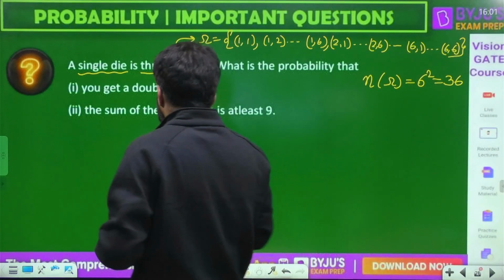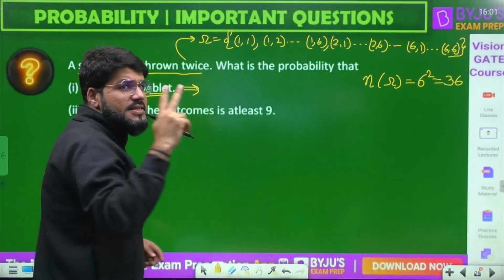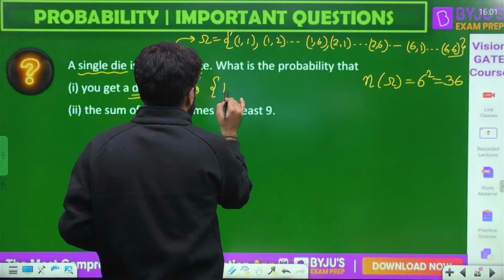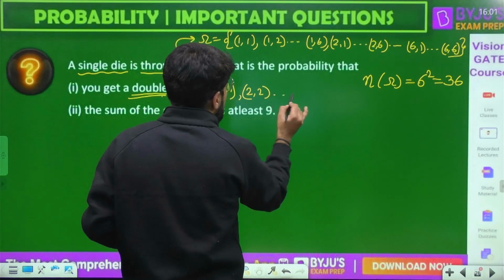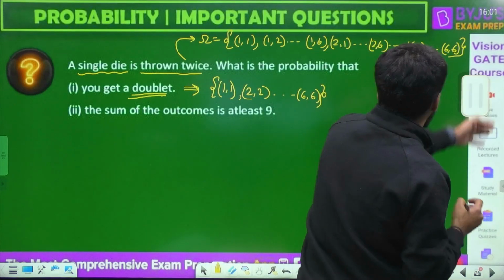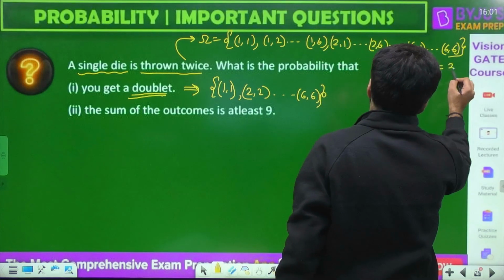Now let's talk about a doublet. Doublet means the same number on both the dice. So that is 1, 1. Doublet is 2, 2, etc., up to 6, 6. That is what the doublet actually is: the same number on 2 dice.